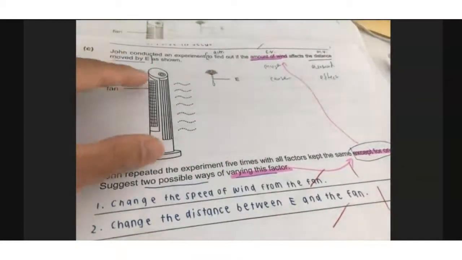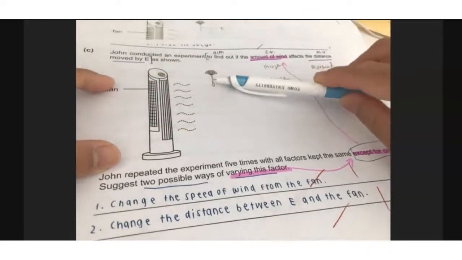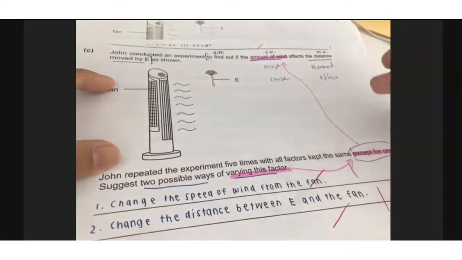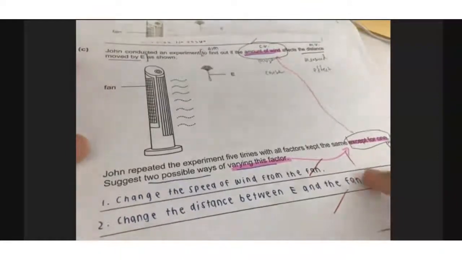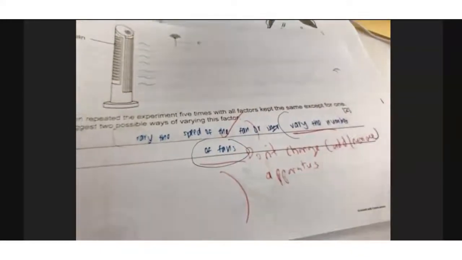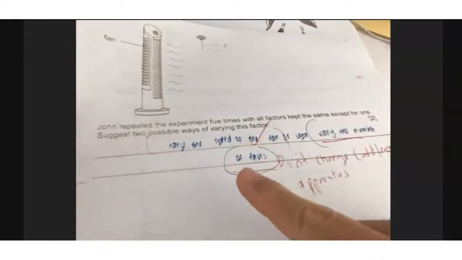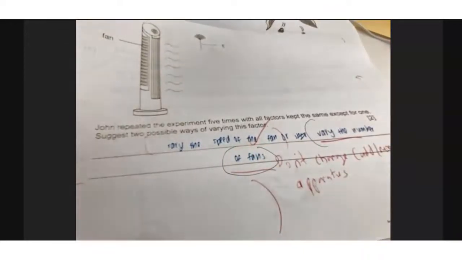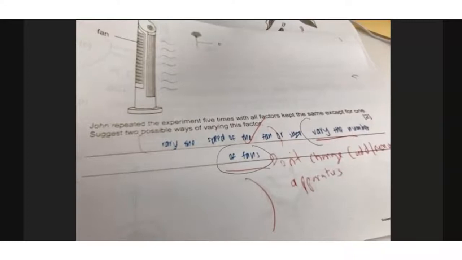Or you can move the fan nearer or further away from the seed. Then that also will change the strength or the amount of wind blowing at this. These 2 answers are perfect. What is not so good will be vary the number of fans, because by doing so, you are adding apparatus here. Now of course the question didn't say you cannot add apparatus, but as a rule of thumb, don't do it unless the question specifically gives you permission to do it.